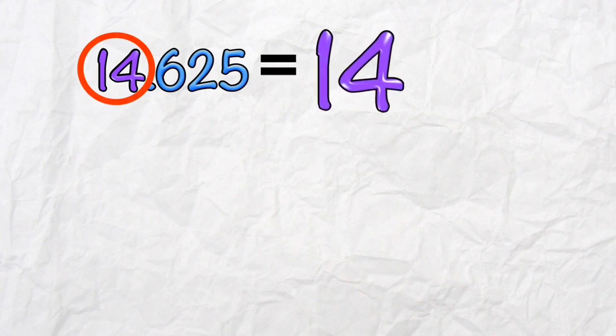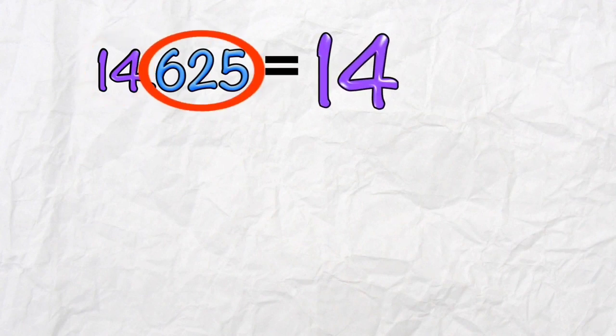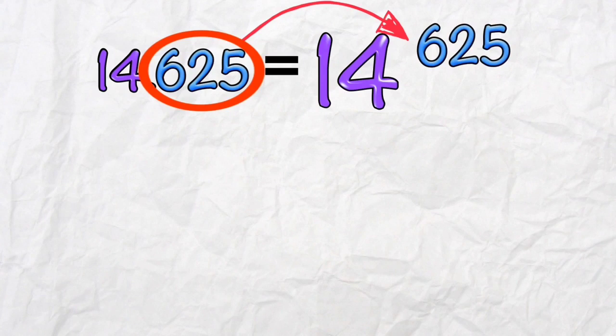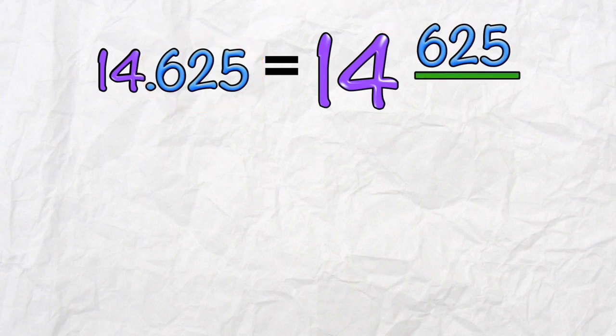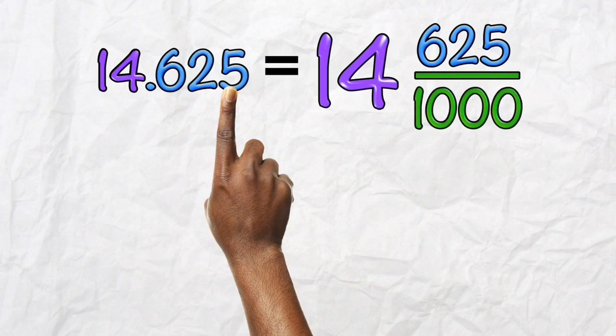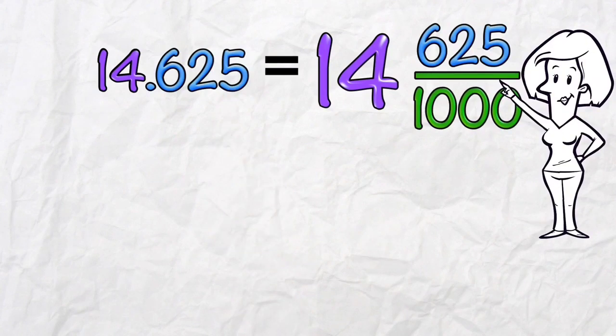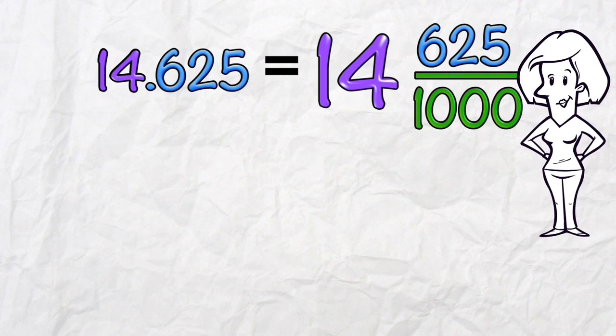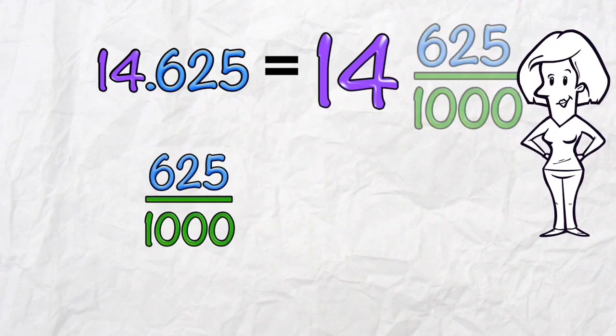Now let's do the bigger one. We have digits before the decimal, that is our whole number, so we will put it over here. After the decimal point we get the numerator, and for the denominator, tenths, hundredths and thousandths. So we write 14 whole 625 over 1000. Clear? Now we are going to reduce 625 over 1000.